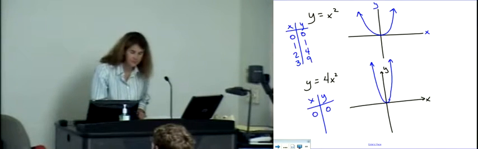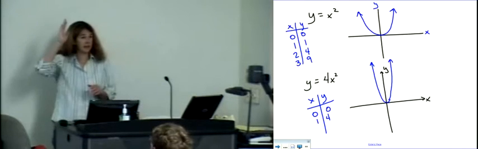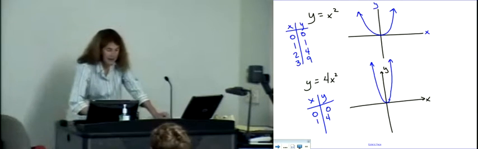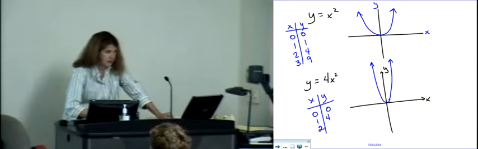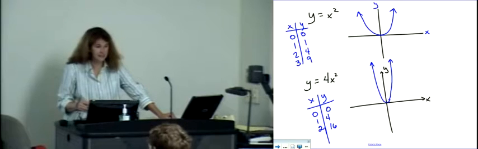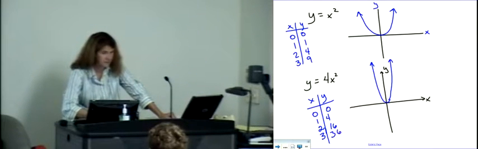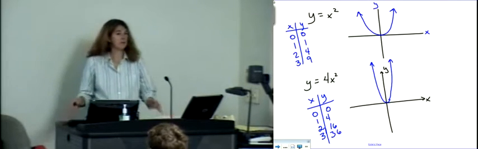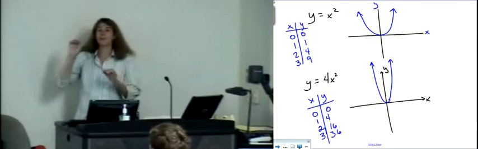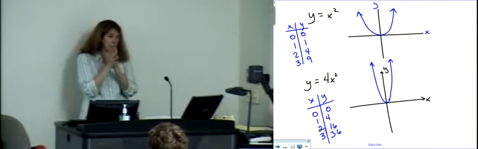Down here, let's put in those same values. 0, it's still going to be 0. Put in 1, now it's going to be 4. So instead of being at 1, 1, all of a sudden I'm already up at 1, 4. And then when I put in 2, I get 16. It increases even more rapidly. I put in 3, 36, right? So see how it's growing more rapidly? Those points would be getting up higher more quickly, so it makes that shape more narrow, kind of stretches it upward.